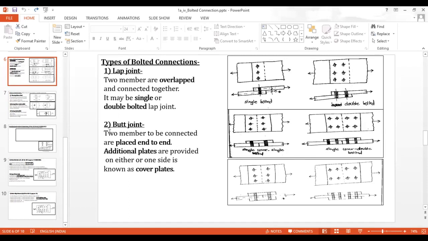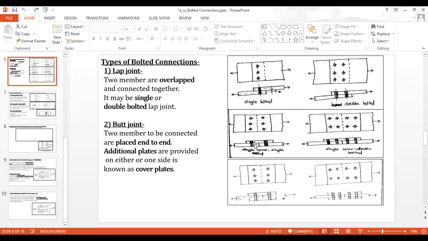Then butt joint: two members to be connected are placed end to end. An additional plate is provided on either one or both sides, which is also called a cover plate. When two members are to be connected at a single position or in one plane, at that time we utilize the butt joint. Here the cover plate acts as a medium to connect these two members.